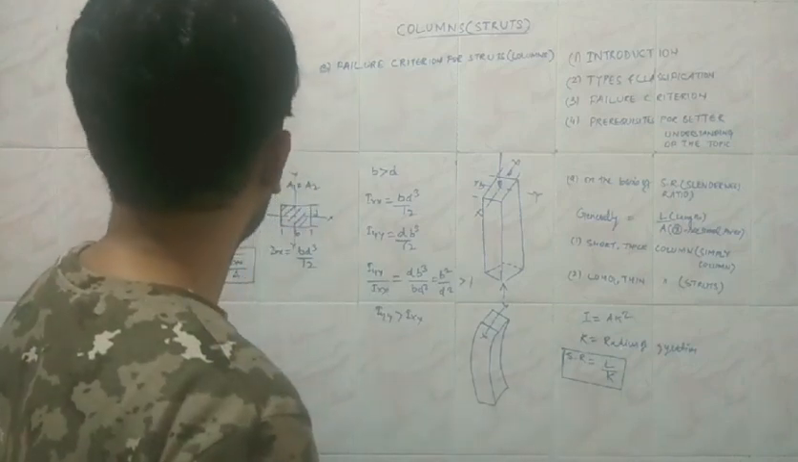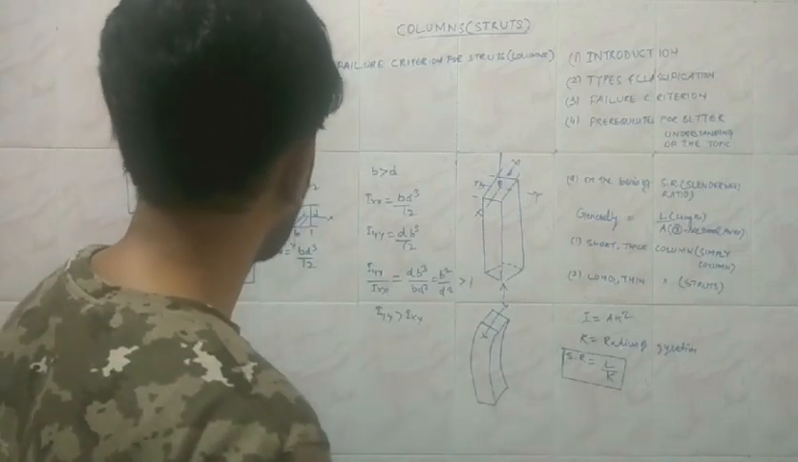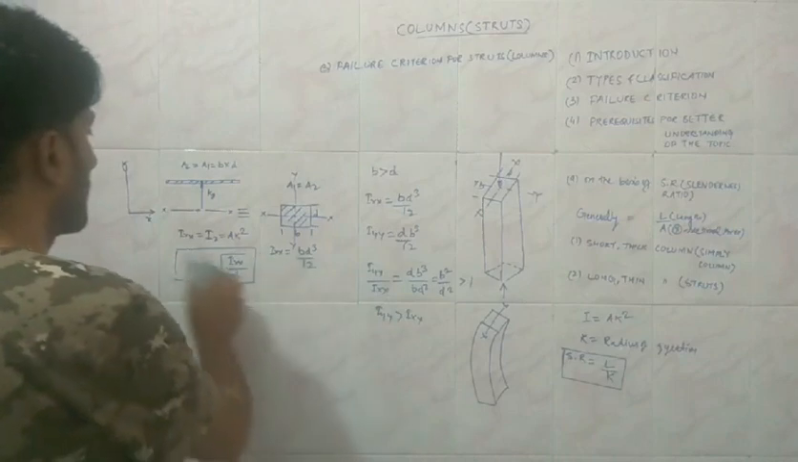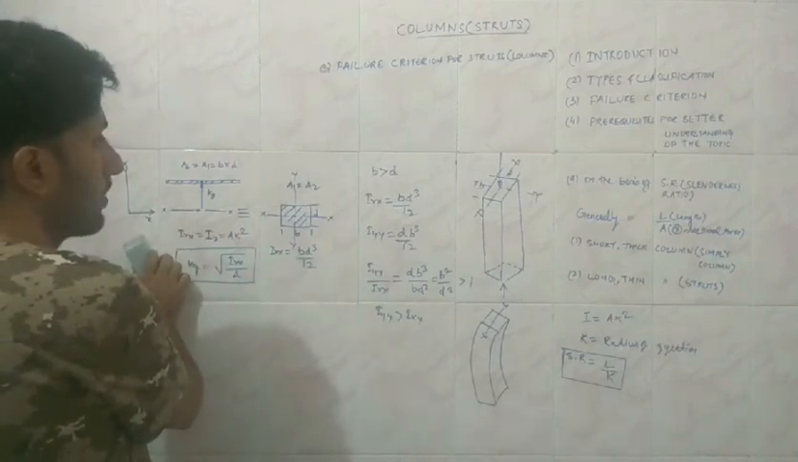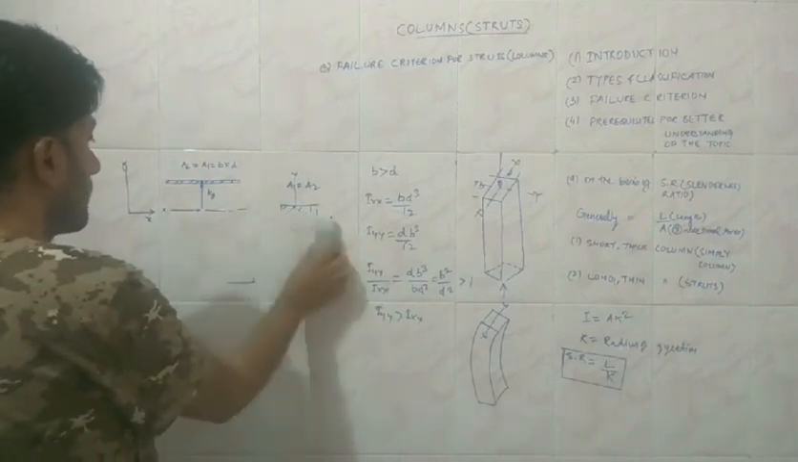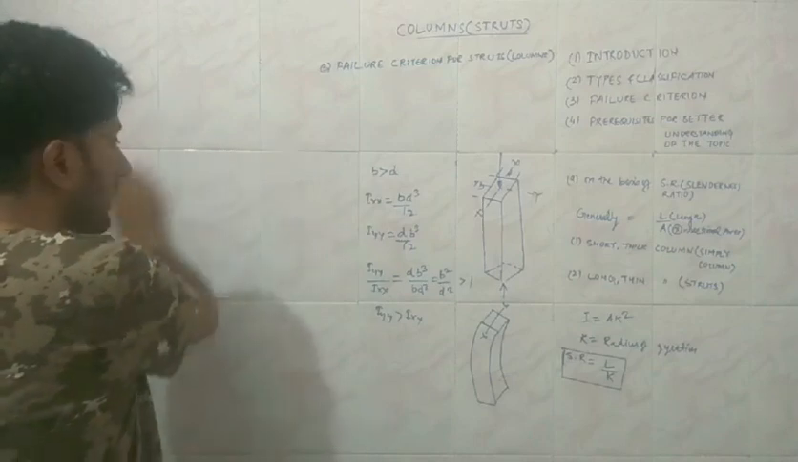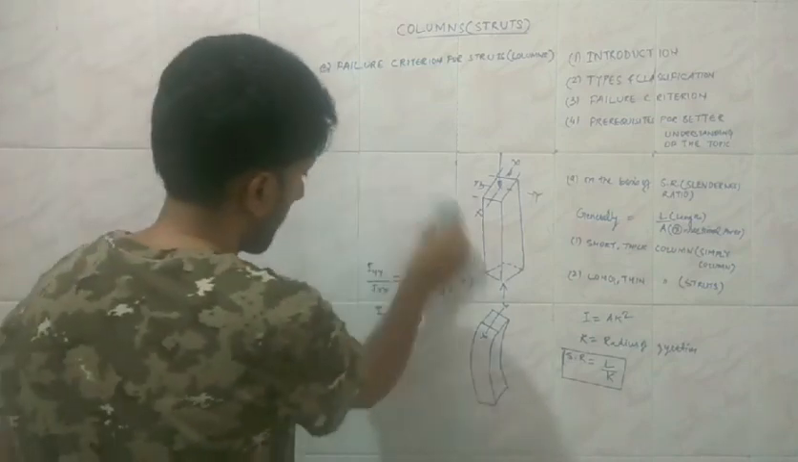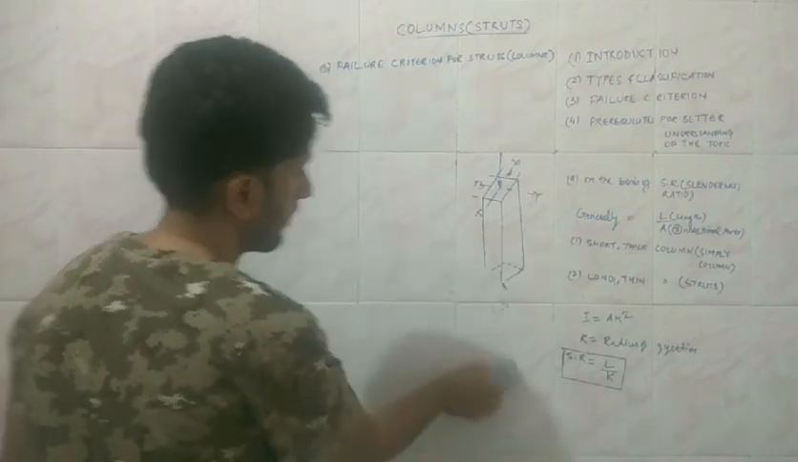So this was the clarification about which axis during the bending the moment is going to take place, that the bending axis we are able to identify depending upon the moment of inertia value.